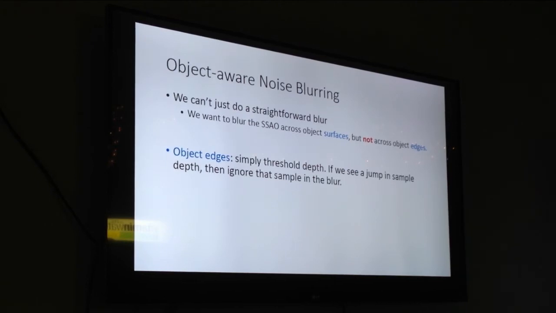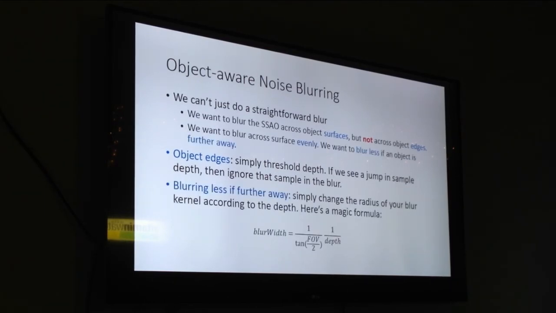So when you're blurring, as you're taking samples, if the depth of this sample is too far off from where I am, you just ignore it. And not only that, when something is further away, it's smaller on the screen, so we actually want to blur it less. It has smaller features, so it appears smaller on the screen.